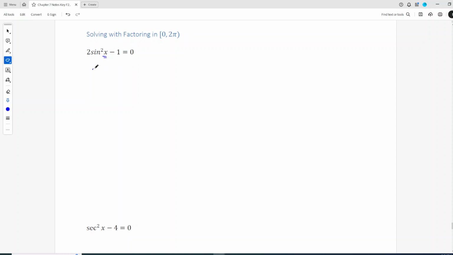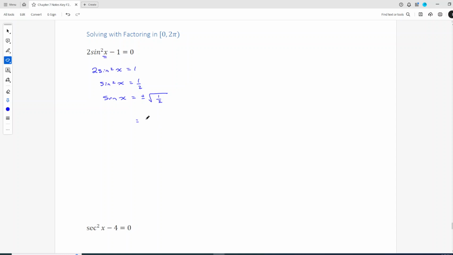We're going to add 1. We get 2 sine squared x equals 1. And then we're going to divide by 2. I get sine squared x is equal to a half. Now again, we're trying to get all the way into this x, so the next thing we're going to do is take a square root. The key thing is, don't forget, when you take a square root, it's always a plus minus.